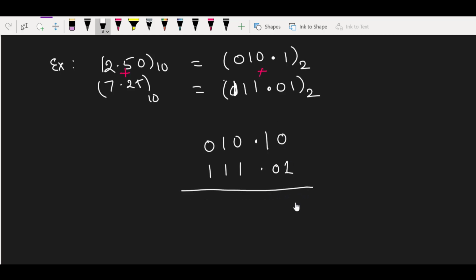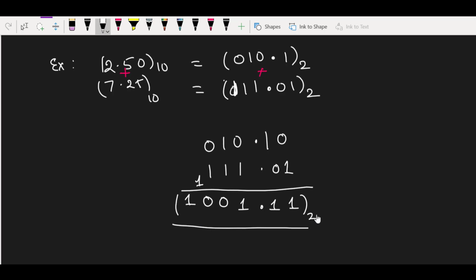Now if you look at here, 0 plus 1 will be 1. 1 plus 0 will be 1. 0 plus 1 will be 1. 1 plus 1 will be 0 with a carry 1. Now 1 plus 1 will be 0 with a carry 1. So we write the carry here. Now we got the total value in the binary form.